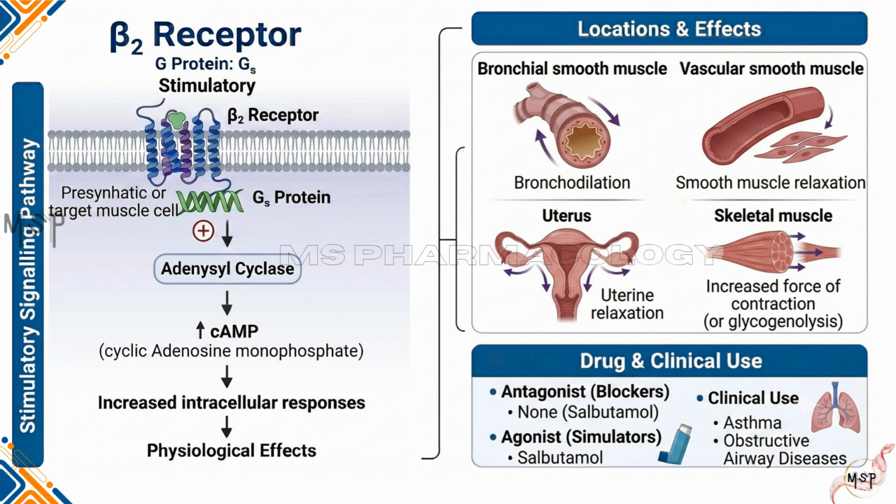Beta-2 receptors are also coupled to Gs proteins. They are present in bronchial smooth muscle, vascular smooth muscle, the uterus, and skeletal muscle. Activation of beta-2 receptors causes relaxation of smooth muscle, resulting in bronchodilation and improved airflow. This property makes beta-2 agonists, such as salbutamol, highly effective in the treatment of asthma and other obstructive airway diseases.